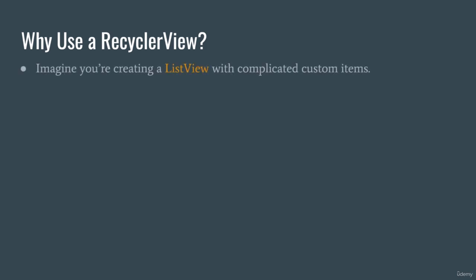And why should we use a recycler view? Well, imagine you're creating a list view with complicated custom items, such as, for example, in Facebook, you have images and then you have text and then you have the like button, amount of likes, who posted it, and so forth. All these kind of things. They are complicated custom items, so to speak.